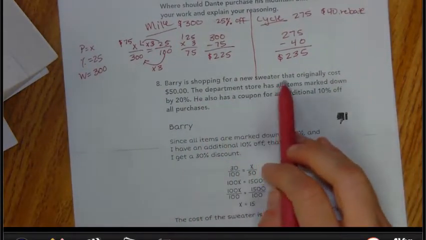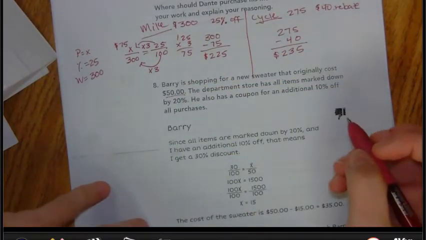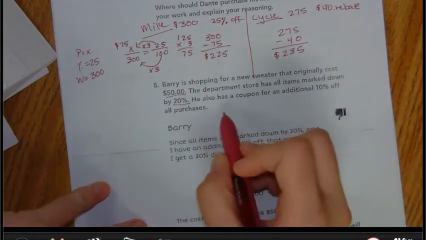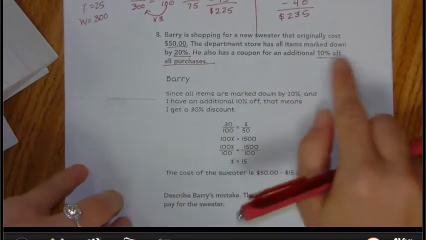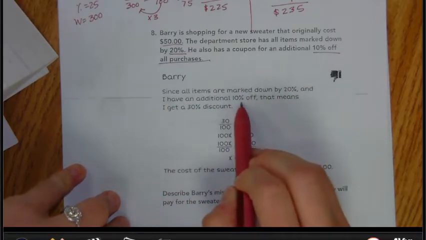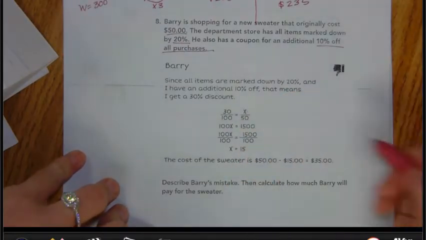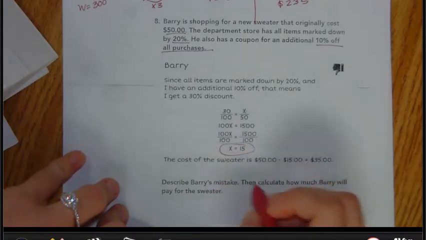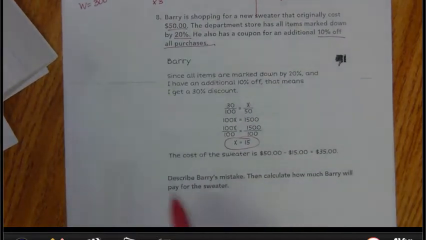Barry is shopping for a new sweater that originally cost $50. The department store has all items marked down by 20%. He also has a coupon for an additional 10% off all purchases. So this one's incorrect. Since all items are marked down by 20% and I have an additional 10% off, that means I get a 30% discount. So he said percent over 100 equals part over whole. Then he went all the way down and found that 15. The cost of the sweater is $50 minus 15, which is $35. Okay. Now, describe Barry's mistake, then calculate how much Barry will pay for the sweater.